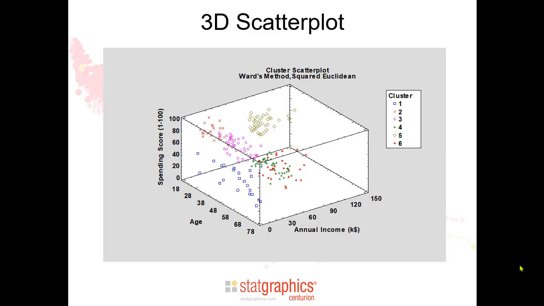This final plot shows a 3D scatter plot of the results of the cluster analysis. You can see spending score along one axis, age and annual income along the other two. You can now see the difference between cluster 3 and cluster 4. Members of cluster 3, it turns out, are much younger than members of cluster 4. This is probably the best plot of the results, showing a pretty good job at dividing this data into clusters.